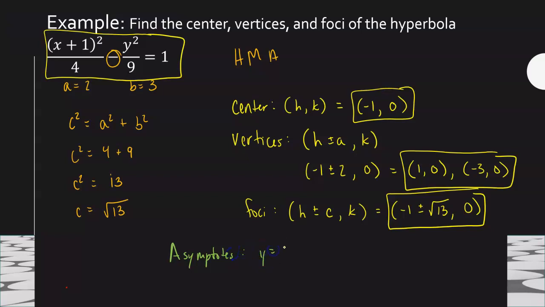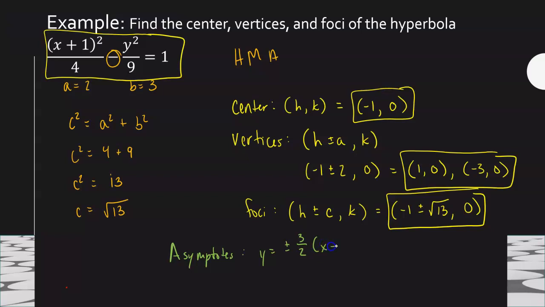So remember, the equation is going to be y equals plus or minus. Then we're going to take the square root of what's underneath the y value. So 9 is under the y, so the square root of 9 would be 3. And that's going to be over the square root of what's under the x value. So the square root of 4 would be 2. So we get plus or minus 3 halves.